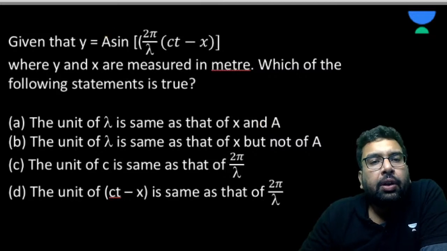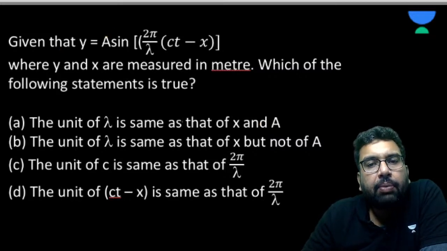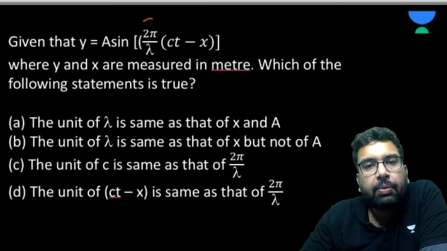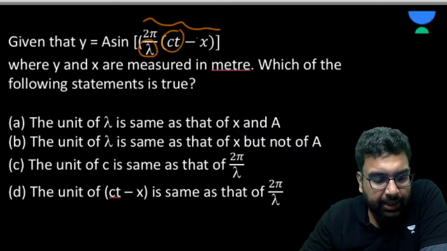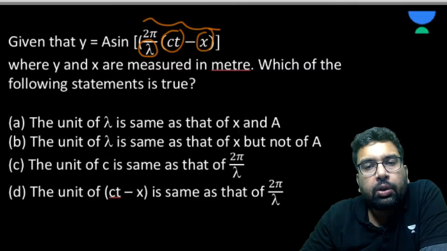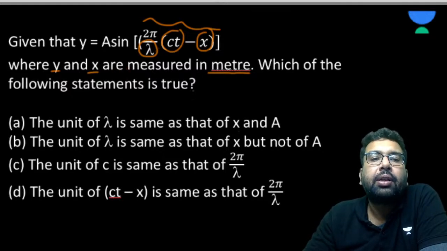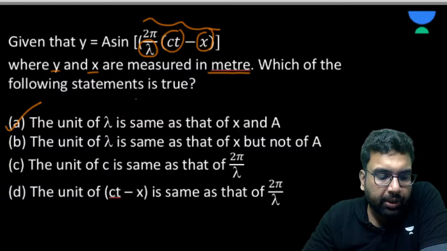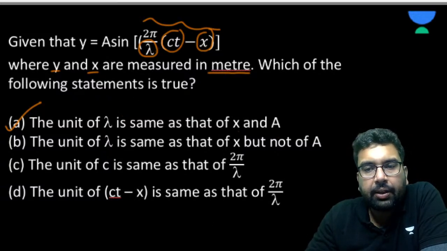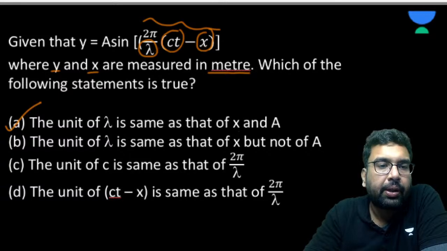See, first of all, the unit of lambda is the same as that of x and a. Inside the sine, the whole thing must be an angle. Now, if the whole thing must be an angle, this lambda must have the dimension of ct and x. Yeah, Piyush, you are correct. So ct and x, okay, so x and lambda have the same unit of course, and y and x are measured in meters. Two things having the same unit have the same dimension. So option A is correct. Understood, beta? Option A is correct, right? We're moving to the next question now.